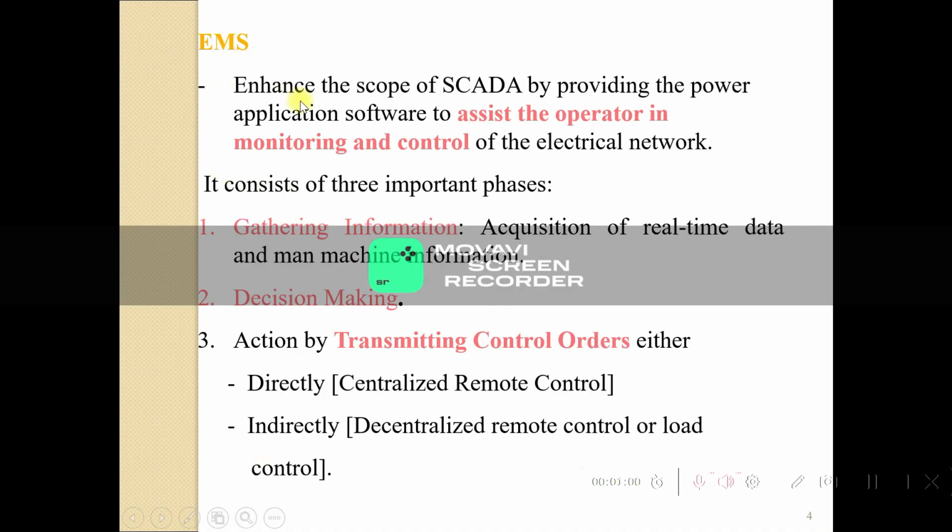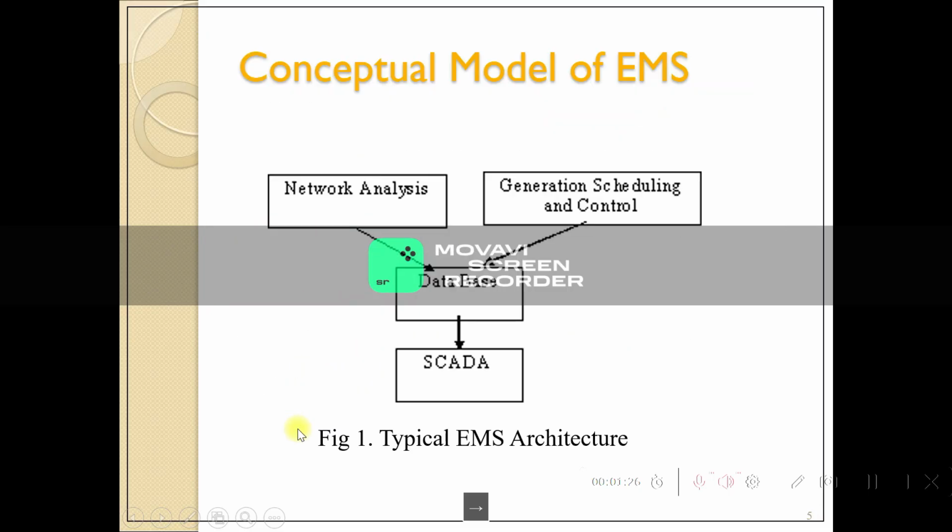First one, energy management system. It enhances the scope of SCADA by providing power application software to assist the operator in monitoring and control of the electrical network. It consists of three important phases. First one, gathering information. Second one, decision making. Third one, action by transmitting control orders, either directly or indirectly.